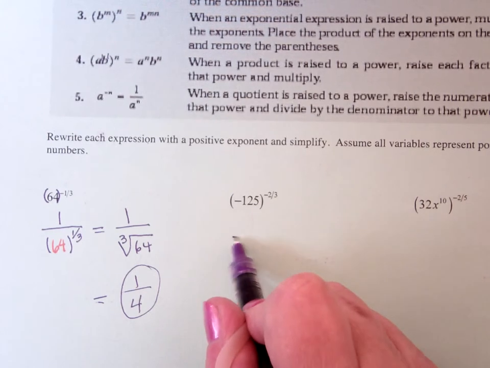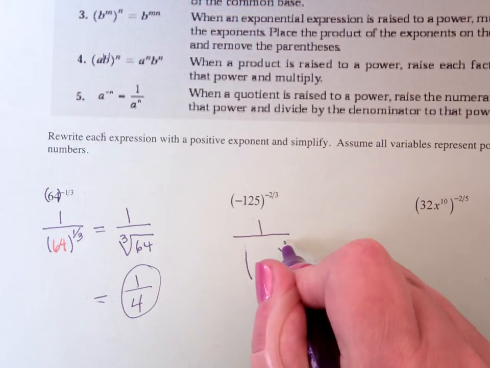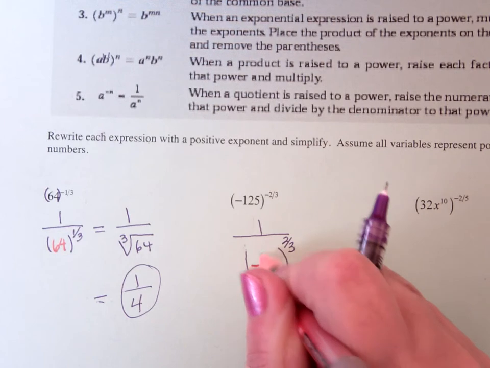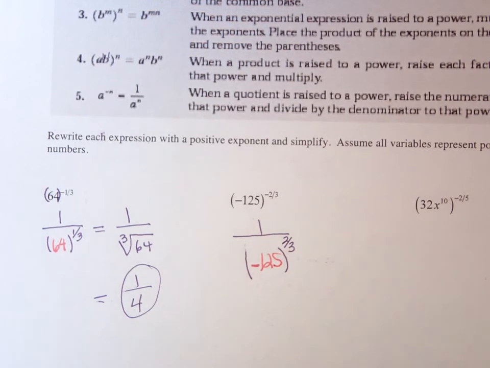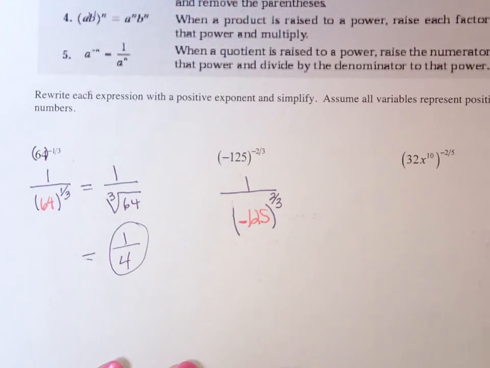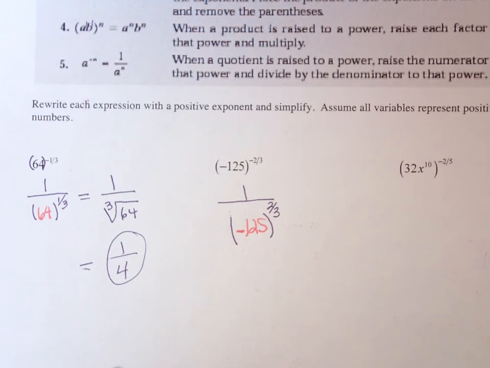This is 1 over that set of parentheses to the 2/3 power, and what's in that set of parentheses is a negative 125. What's happening to the negative on the exponent? Remember, we're using properties of exponents: a to the negative n is 1 over a to the n. So negative 125 to the negative 2/3 is 1 over negative 125 to the 2/3 power.